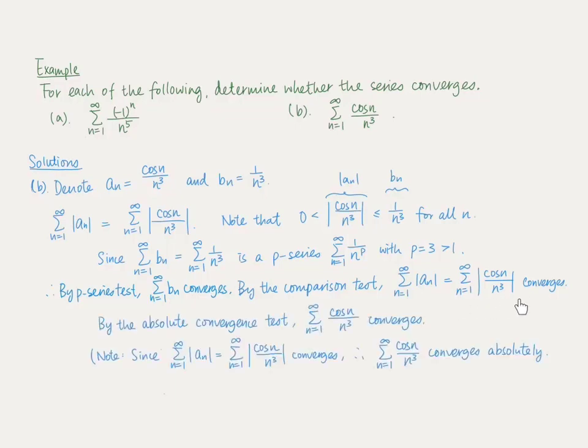Now, since this is a series which is formed by taking the absolute value of the original term an and it converges, therefore, by the absolute convergence test, our original series, which is formed with terms cosine n over n cubed, also converges. In this example here, both the original series converges as well as the new series which is formed by taking the absolute value of each of the terms an. We say that this original series converges absolutely.